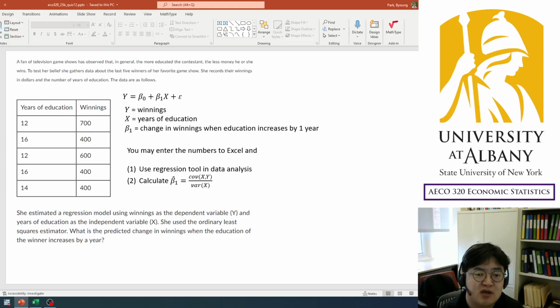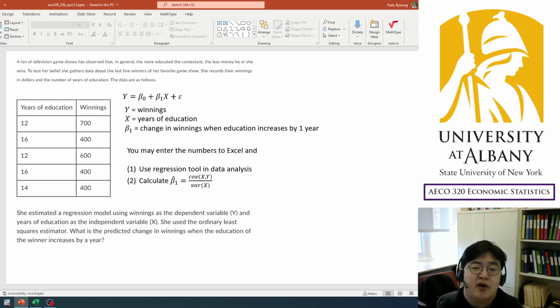To handle that, this is the regression model we have in mind. Y is the winnings, X is the years of education. So beta 1 is the effect of education on your winnings. Or you may interpret it as the change in winnings when you are educated one more year. And beta 0 is the intercept, which is the expected winnings if your education is 0. This doesn't mean a lot in this context because there is no one who has 0 education.